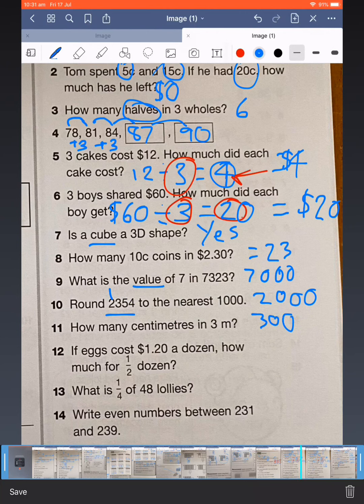Centimeters. Okay, if eggs cost $1.20 a dozen, how much for half a dozen? Okay, so a dozen is that. Half a dozen, so it's going to be half of that. So what's half of $1.20? Yeah, so a quick way I'd look is, you can think 120 if you want, get rid of the decimal point if that helps you. So it's half of 120, divided by 2. Yeah, so that's 60. And just put the dot back there, okay? 60 cents. So 60 cents for half a dozen. Very good. They're very cheap eggs.